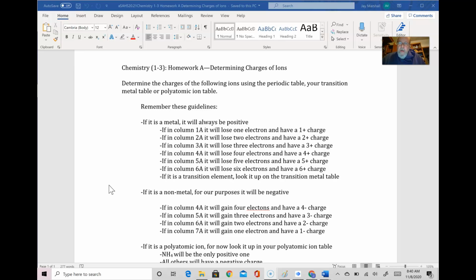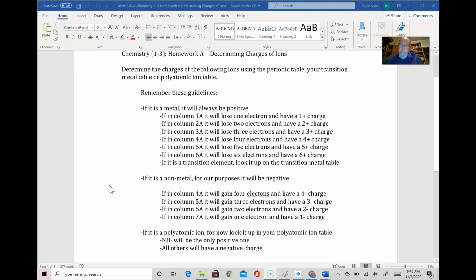And it's been my experience that this is a skill that if we don't use it once in a while, we'll lose it. So this is just kind of a review assignment. Remember that we have 3 ways to determine different charges.